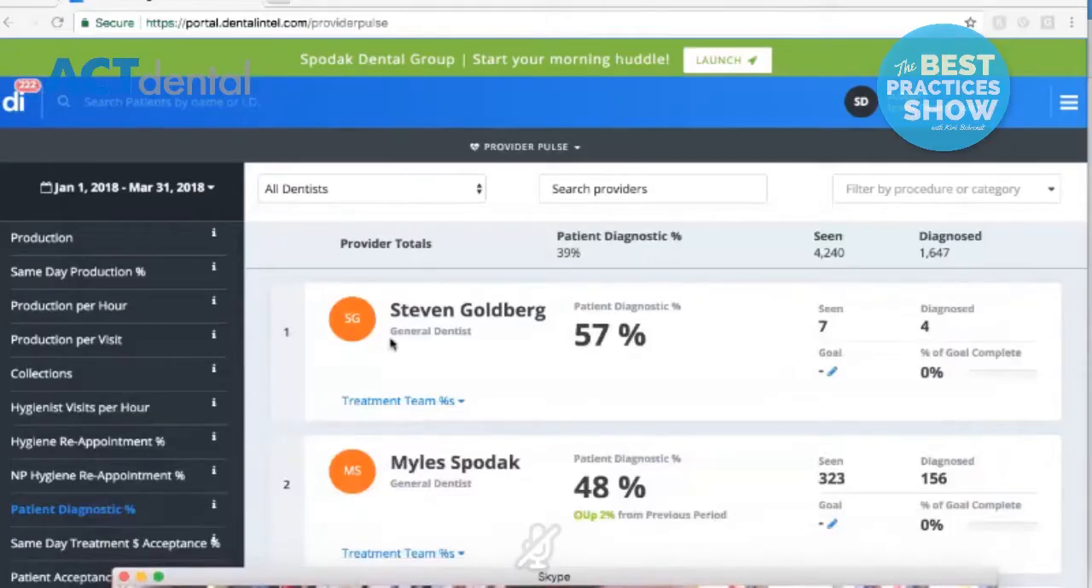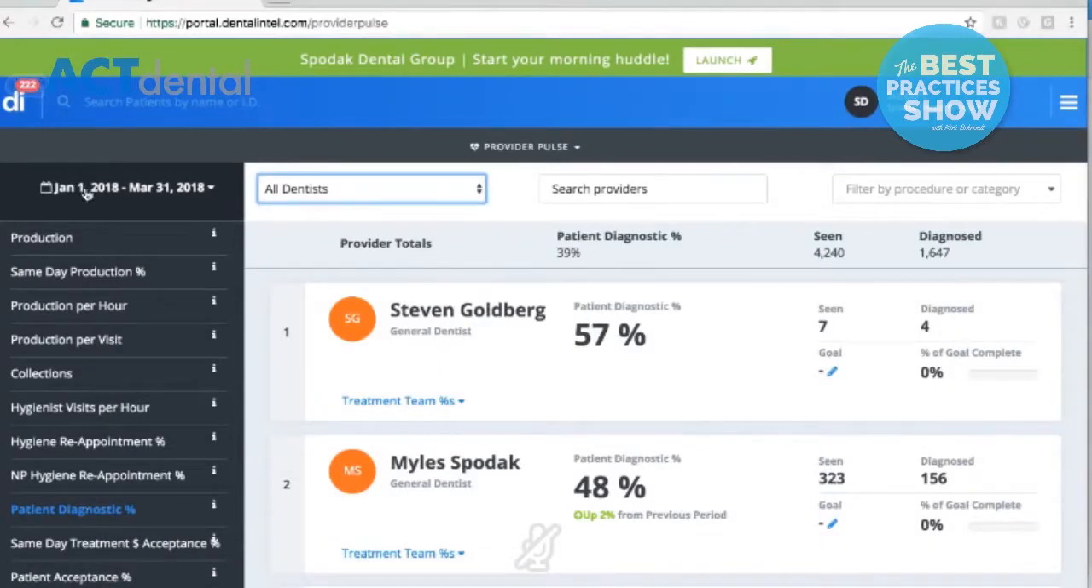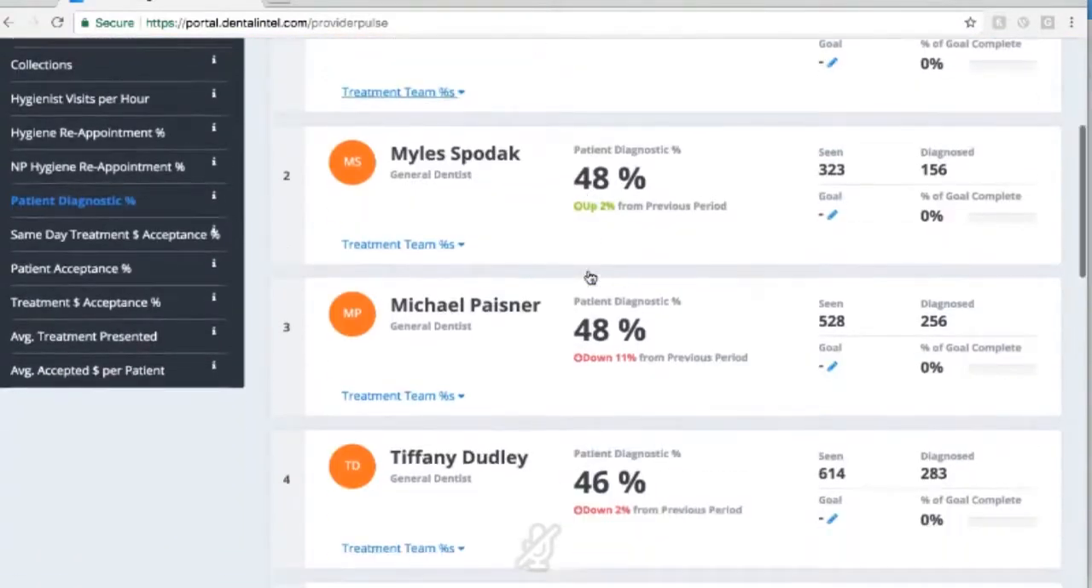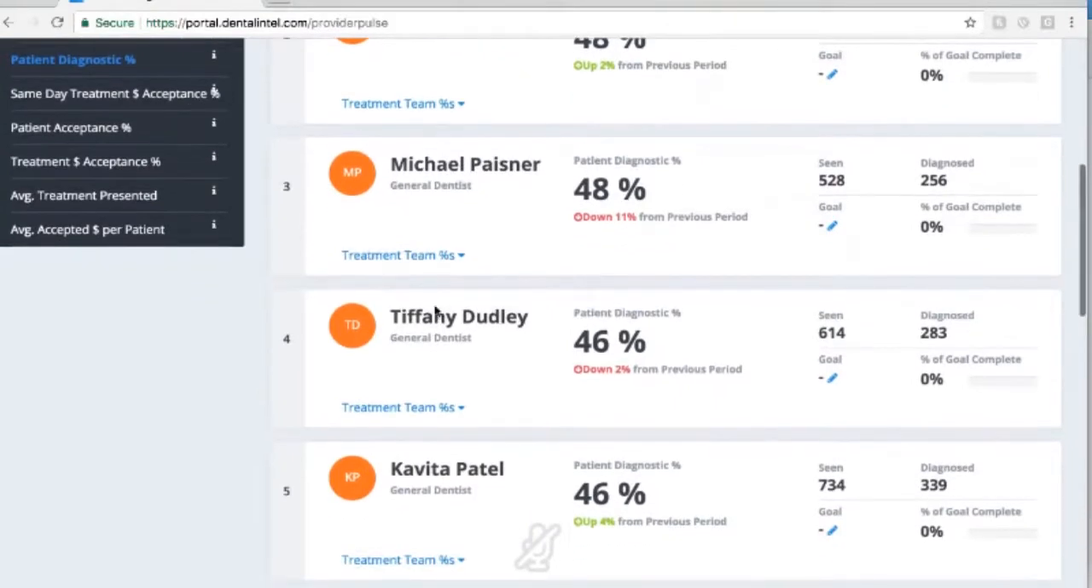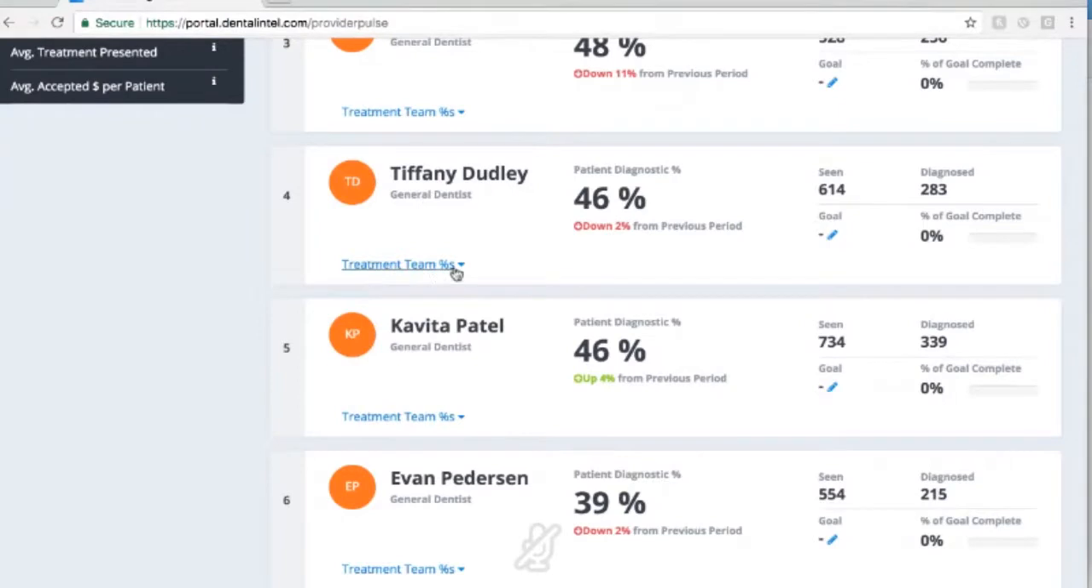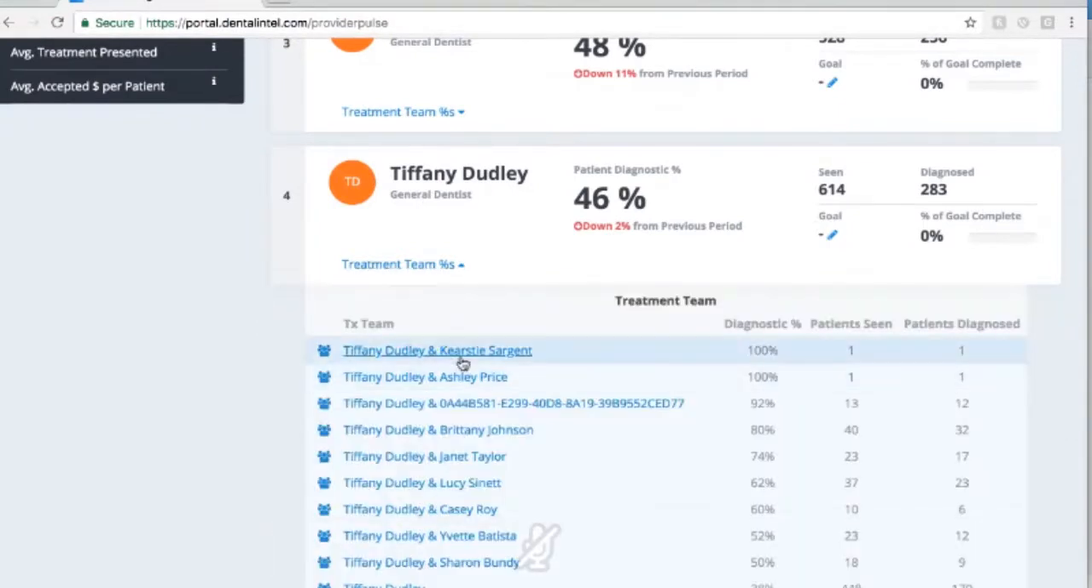Okay. This is our good friend, Dr. Spodak in Florida. Craig. Love Craig. Yeah. Last quarter, he diagnosed 40% of his patients that he saw. Okay. One dentist was at 57. Now, he only saw 7, okay, right? But you can actually see each doctor on where they're at, and when Tiffany's with a hygienist, which would be probably like right here. Okay. She's at 52% with that hygienist.